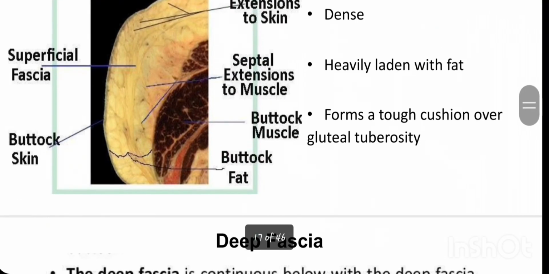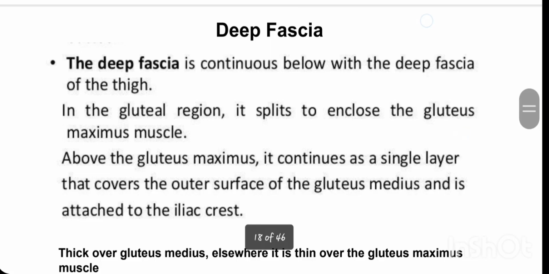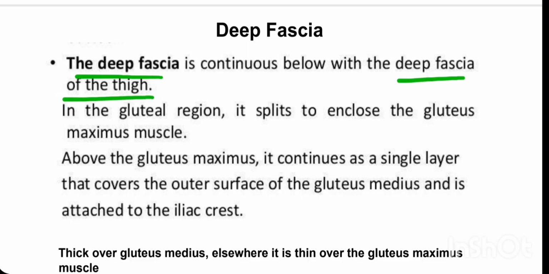Coming to the deep fascia of the region, it is continued below with the deep fascia of the thigh. Deep fascia of the thigh is referred to as the fascia lata. In the gluteal region, this deep fascia splits into two and encloses the gluteus maximus muscle first, and the gluteus minimus muscle. These are all about the deep fascia.